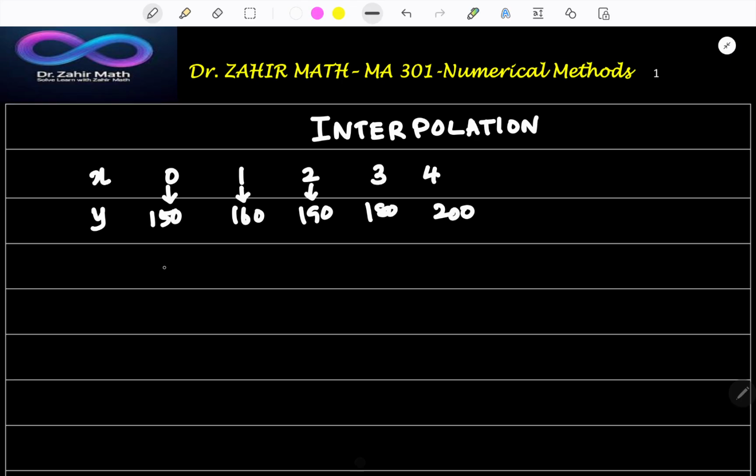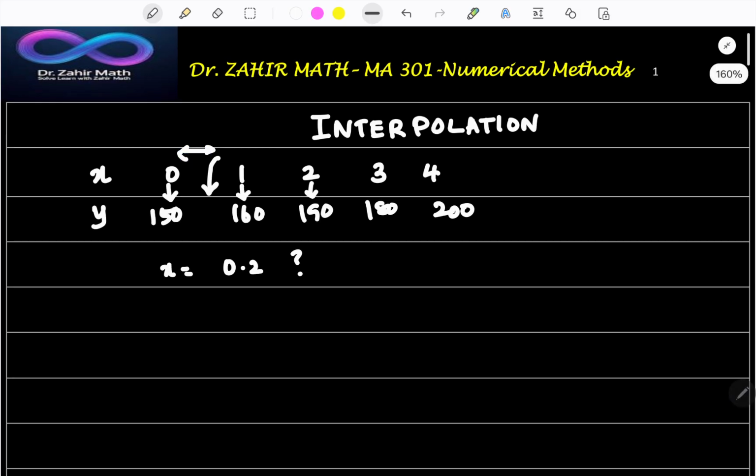Suppose you want to find the value for x equal to, for example, 0.2. What is the value? You should find the values in between 0 and 1. The way of finding like this is called interpolation, right? So once again, what is interpolation? The process of computing the values. Computing means calculating the value of the function inside the given range. It is called interpolation.